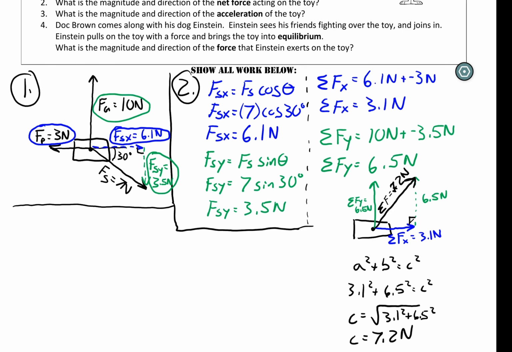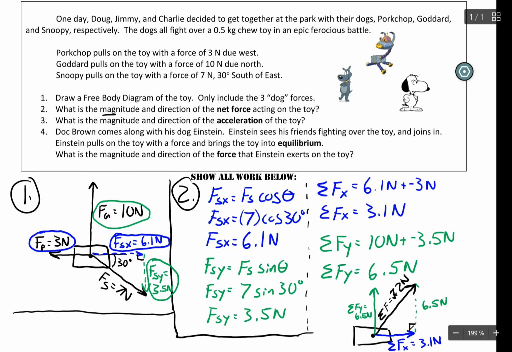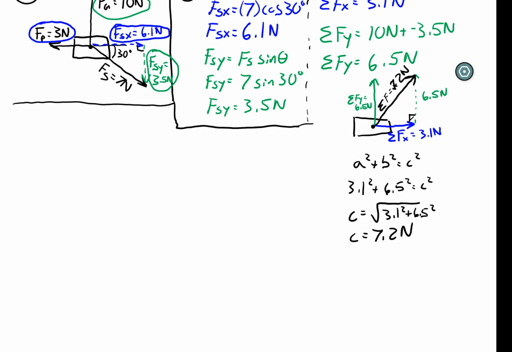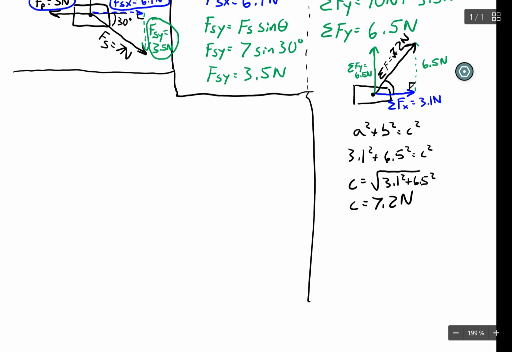That's good. But it also asks for the magnitude, 7.2 newtons, and also the direction of the net force. So how do we want to describe this direction? We could either find this angle here or this angle here. I prefer to find the angle with the horizontal. Doesn't really matter as long as you name it correctly. And we could do that right in this area. So that's the net force.